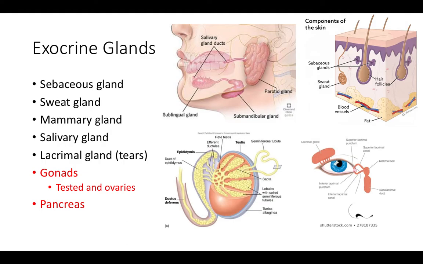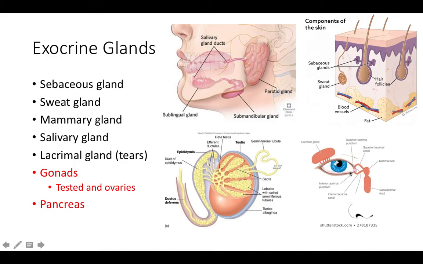We have sebaceous glands right here. They also produce oils that'll be released through this duct here. Sweat glands will produce sweat, which are released to these ducts and to the surface of the skin. Mammary gland we already talked about. Salivary glands, you can see we have the gland here. It's going to produce saliva, which will be released through this duct into the mucosa that lines the mouth. Lacrimal glands produce tears, and you can see the ducts here.